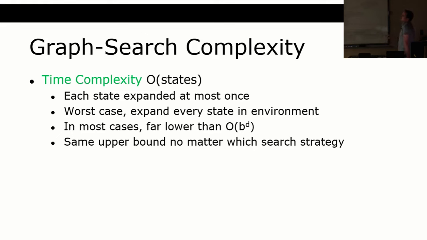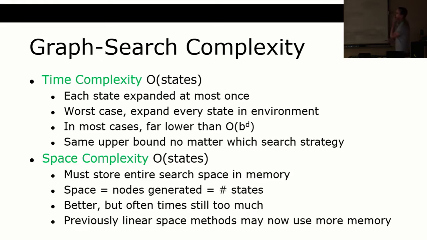So each state is expanded at most once. So in the worst case, we're going to expand every state in the environment. And in most cases, that's far less than the big search tree that we had before. And it's going to be the same upper bound no matter which search strategy. So if that's BFS, if that's DFS, if that's UCS, if you don't re-expand the states, then you're good to go.